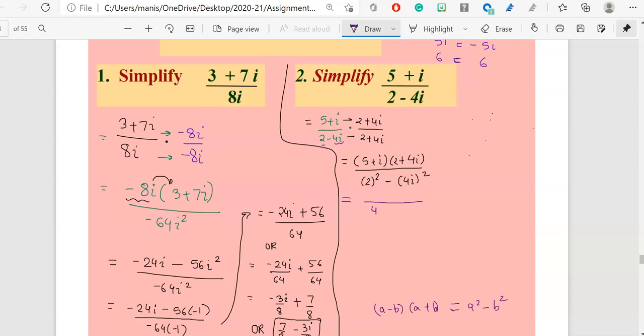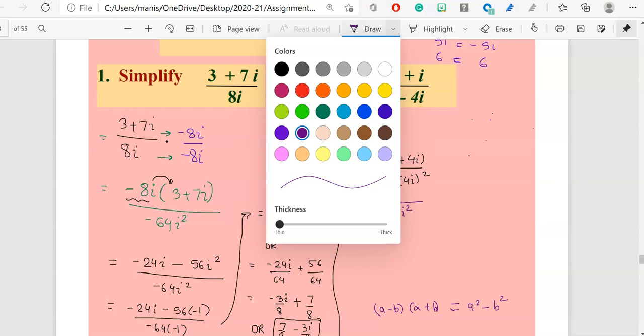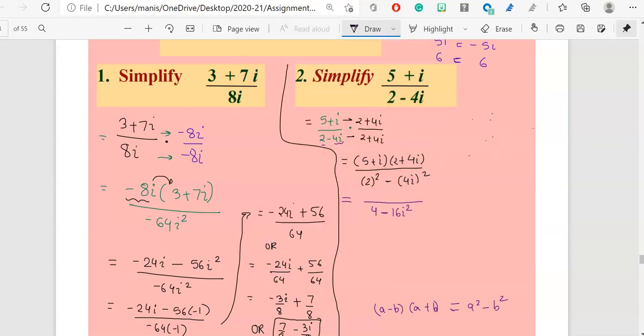I always start with the denominator because otherwise you will forget it. 2 times 2 is 4, minus sign, 4 times 4 is 16, and i times i is i square. Now in the numerator part, I will use the same method as earlier. I'm multiplying 5 with 2 first of all. 5 times 2 is 10, there's a plus sign, then I multiply 5 with 4i, which gives me 20i.